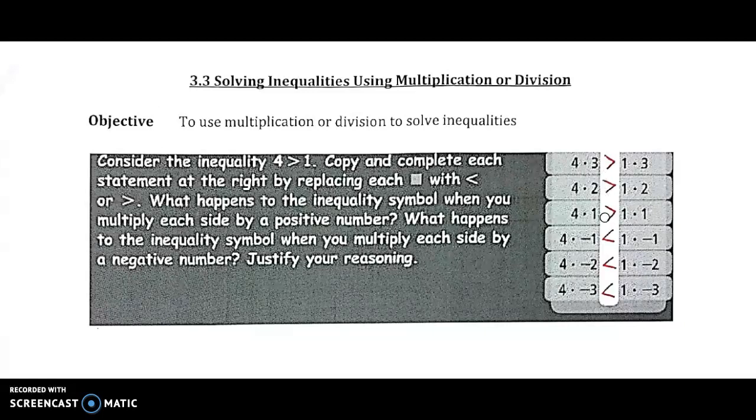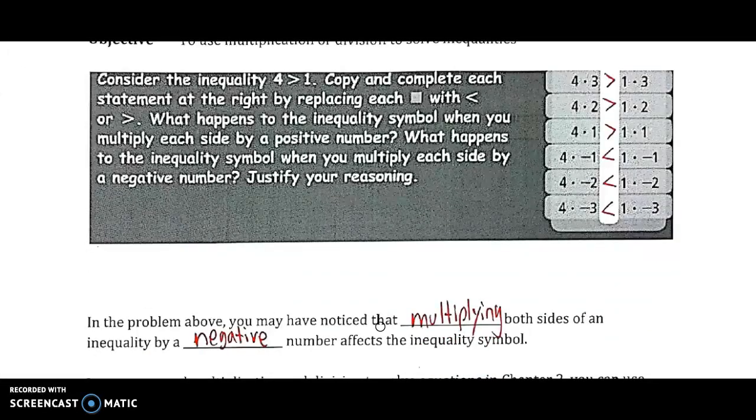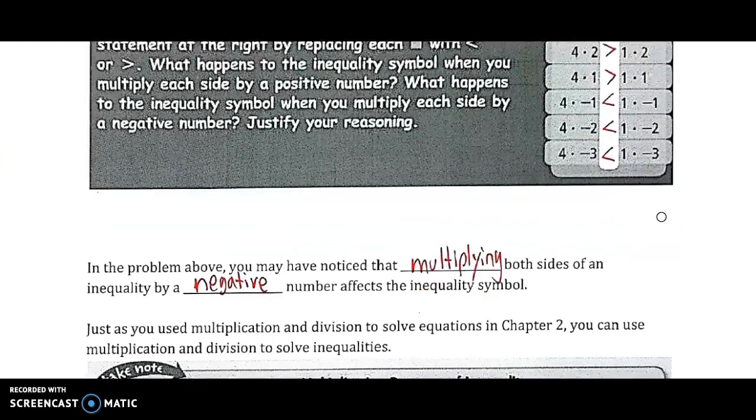So we see that at some point we had a switch. We always had 4 on the left and 1 on the right. When we're multiplying by a positive, we saw it was bigger on the left. When we multiply by a negative, we saw it was bigger on the right. So what happened there? Problem above, we may have noticed that multiplying both sides of an inequality by a negative number affects that inequality symbol. So in this case, we saw that it just switched from greater than to less than.